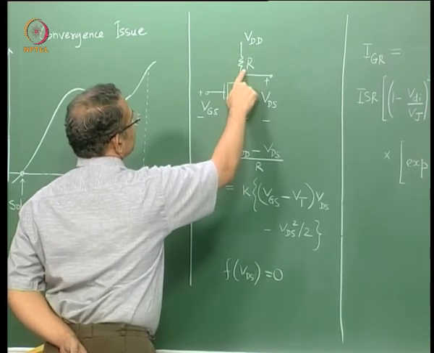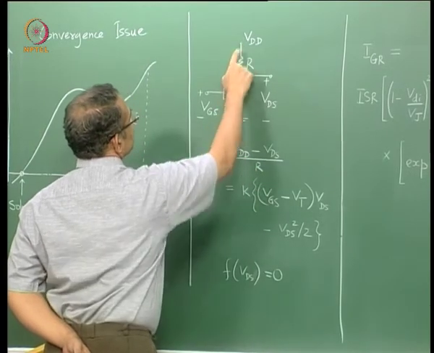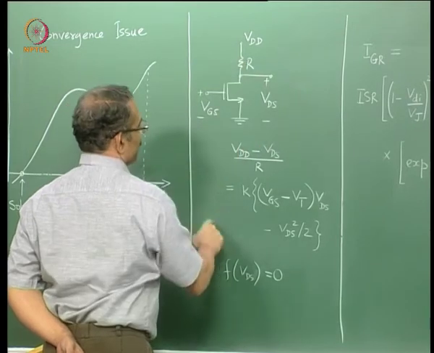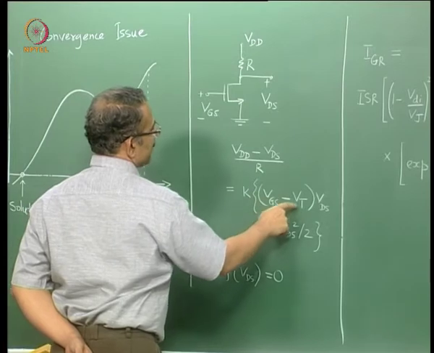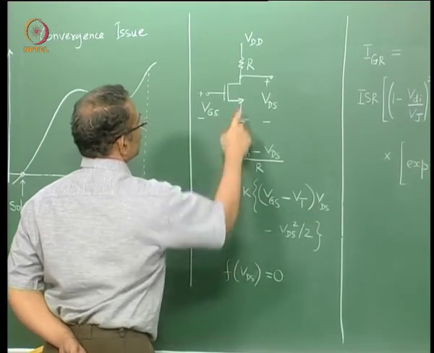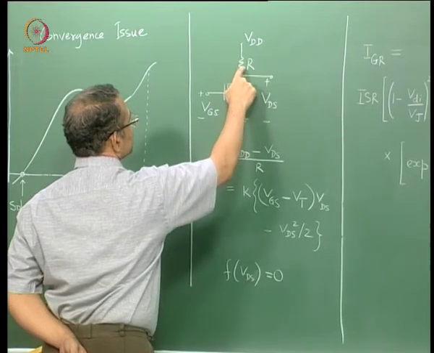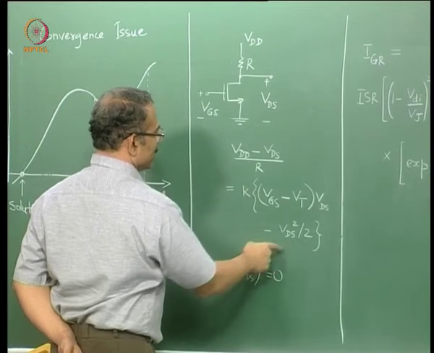The current through the resistance R is given by (VDD minus VDS) by R, this voltage minus this voltage by R, and this is equal to K times (VGS minus VT) into VDS minus VDS square by 2. So this represents the current through the MOSFET. You equate the current through the resistance to the current through the MOSFET, use Kirchhoff's current law, and you get this equation.